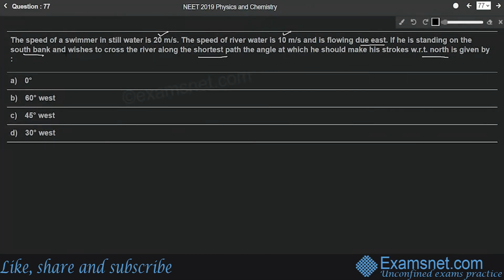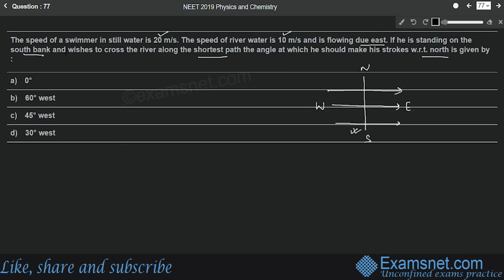Okay, so let's try to understand the question first. It is given that the river is flowing towards east direction. So this is the direction of flow of river. This is west, this is east. And the swimmer is standing at the south bank. So this is north direction, this is south. So he is standing somewhere here.